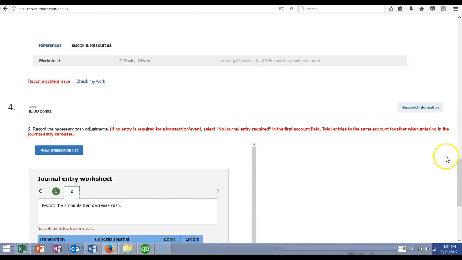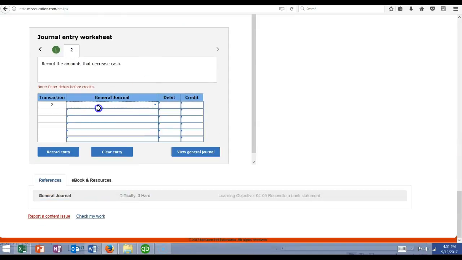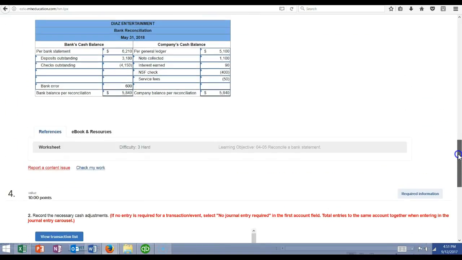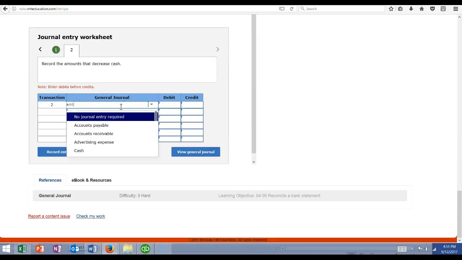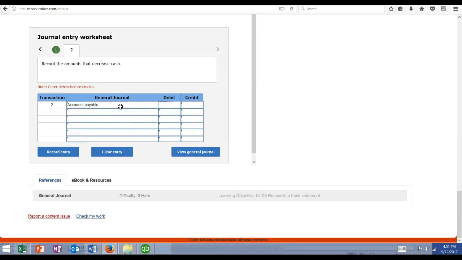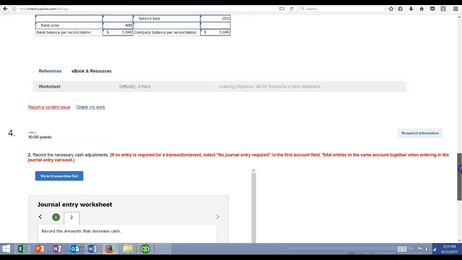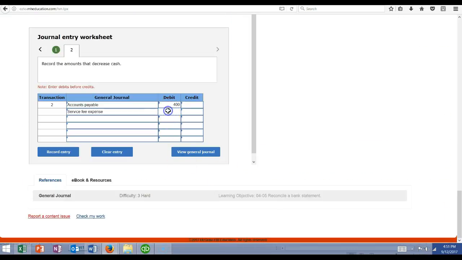So the NSF check basically means that what we thought we received in accounts receivable, when we debited cash and credited accounts receivable, is not true. So now we have to go back and reverse it, which means a debit to accounts receivable for $400. And then our service fee was a service fee expense of $50. And we would then have a credit to cash for the $450.